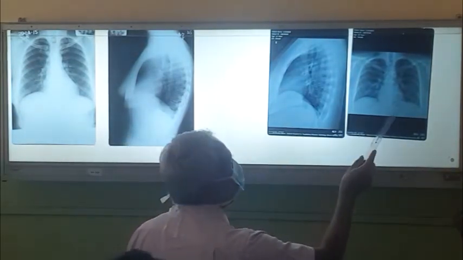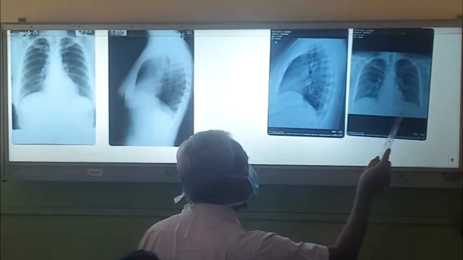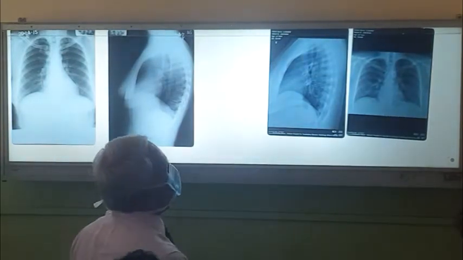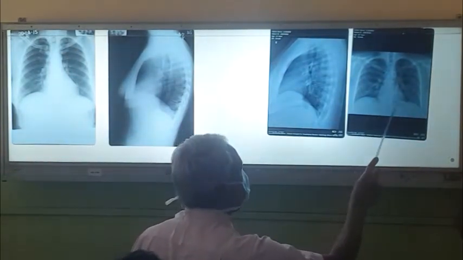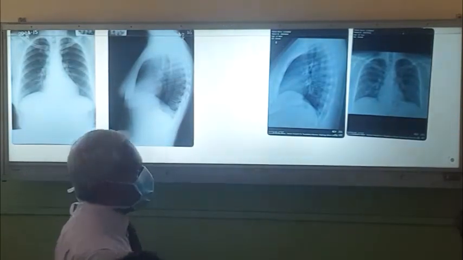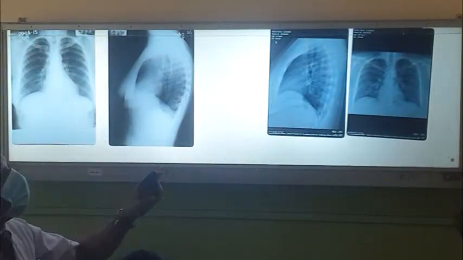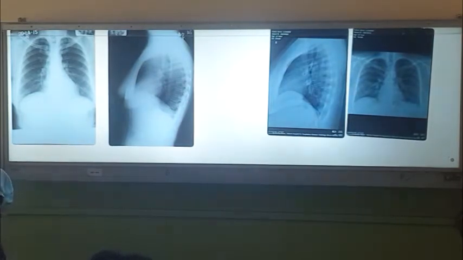Supposing if there is a mass or something touching here, this line will disappear, right? If there is a mass or something touching the descending aorta, this line will disappear. So these are the points that a lot of doctors won't look at. So make it a habit to look at them, right?